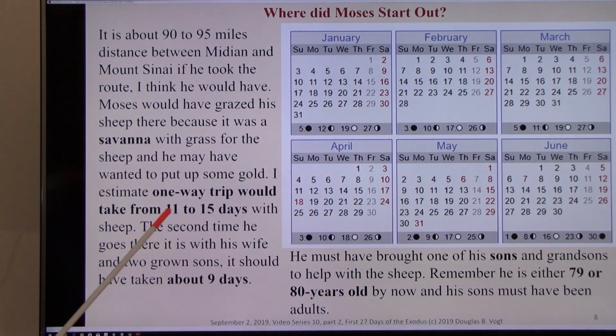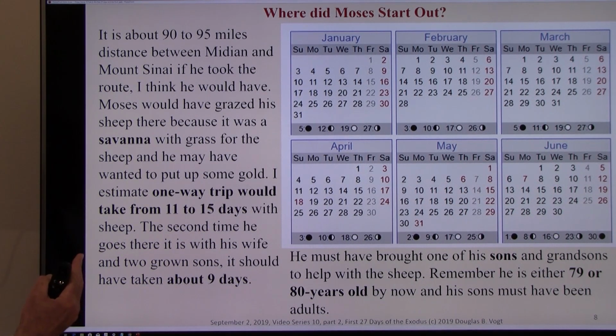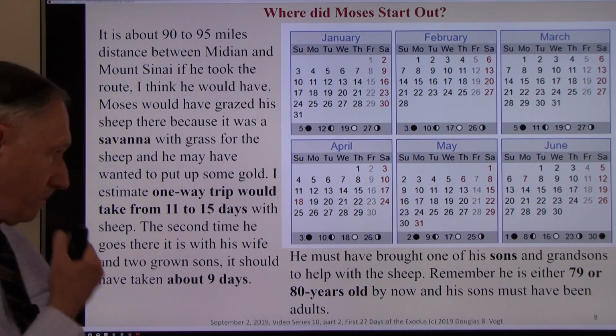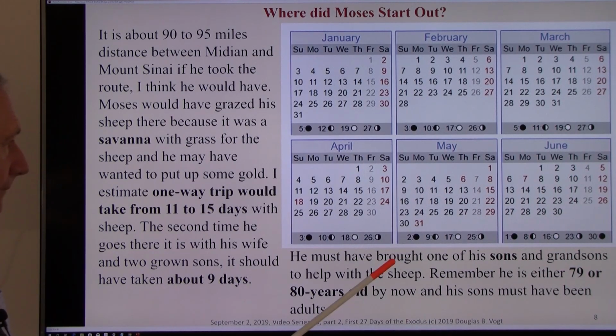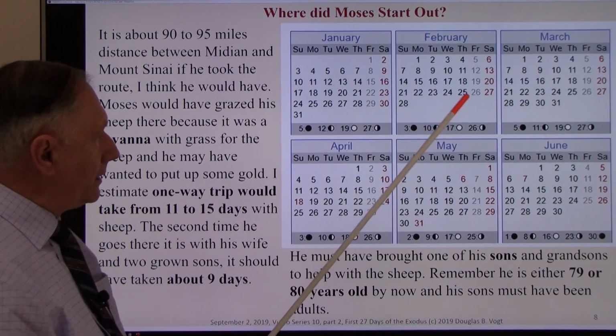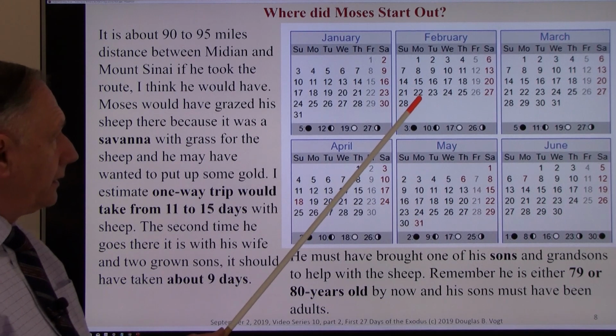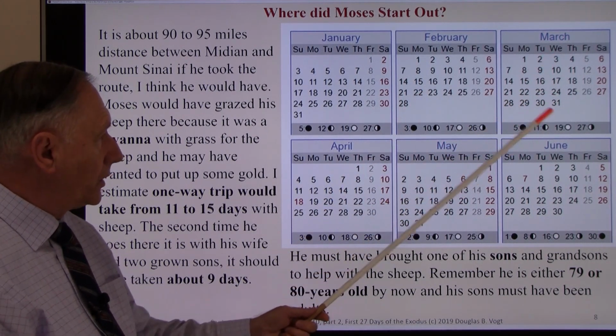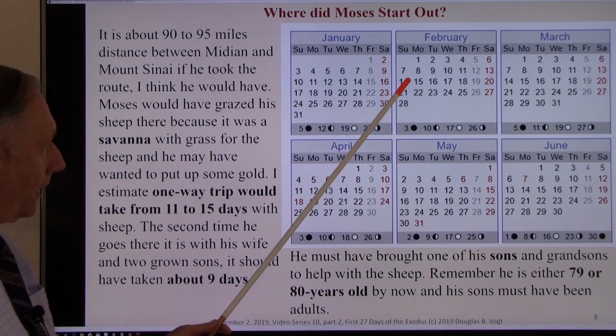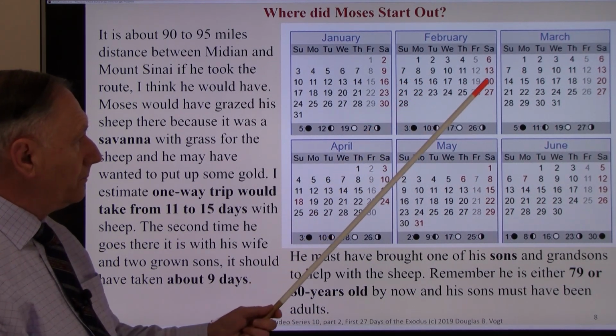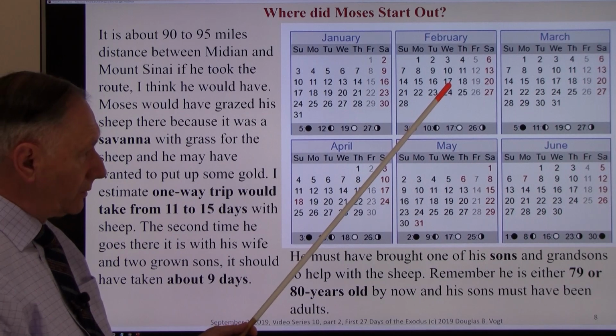Anyway, the one-way trip would have taken 11 to 15 days herding the sheep. And the way back from Mount Sinai here, if he only took one of the sons himself, would have taken about 9 days, figuring they did about 10 miles a day. Okay, so all sheep in the northern hemisphere are born in February and most of them in March. Late February and mostly in March. I think he got there around the middle of February with the herd, with his relatives.